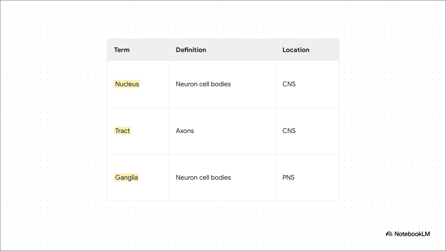Now here are 3 terms you absolutely have to know. Inside the central nervous system, the CNS, a group of neuron cell bodies is called a nucleus. A bundle of the wires connecting them, the axons, is called a tract. Now, if you go outside the CNS to the peripheral nervous system, or PNS, a group of neuron cell bodies is called ganglia. So see, nucleus and ganglia are both just collections of cell bodies. The only difference is where they are. Make sure you pay super close attention to nucleus and tract because they're the building blocks for the gray and white matter we're about to discuss.